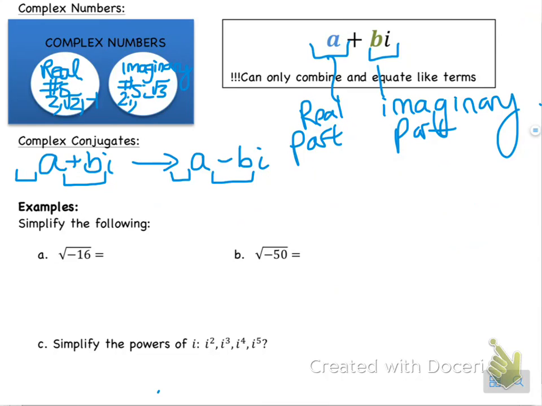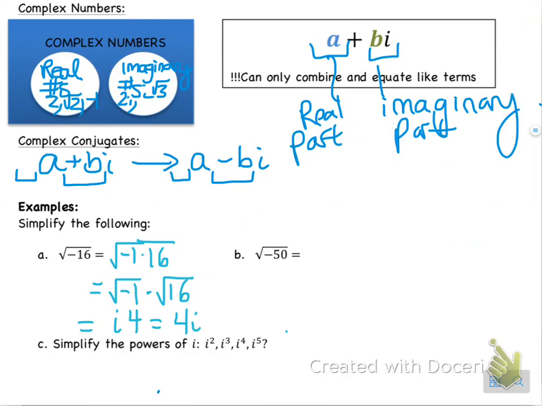Now we're just going to try a couple examples. Simplify the following. We've got the square root of negative 16. I can break this up, which is the awesome thing about square roots, as the square root of negative 1 times 16, all under the square root. Because those are multiplied together, I can take it as the square root of negative 1 times the square root of 16. The square root of negative 1 is i, and the square root of 16 is 4. We usually write the number first, as if we were using it as a variable. So 4i.